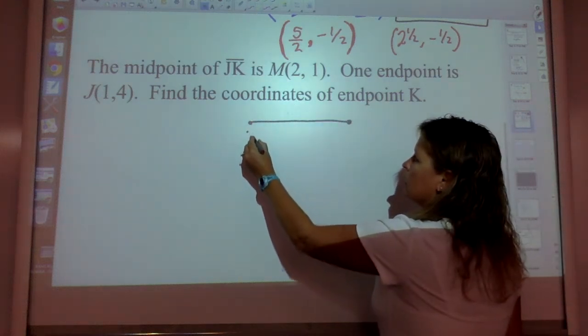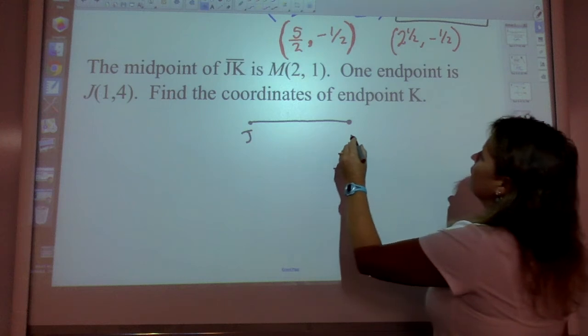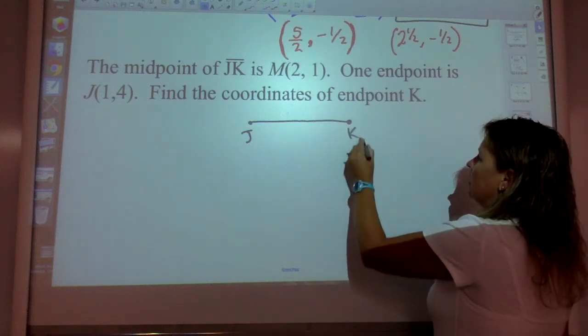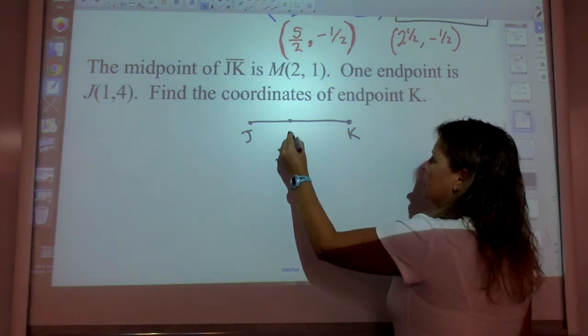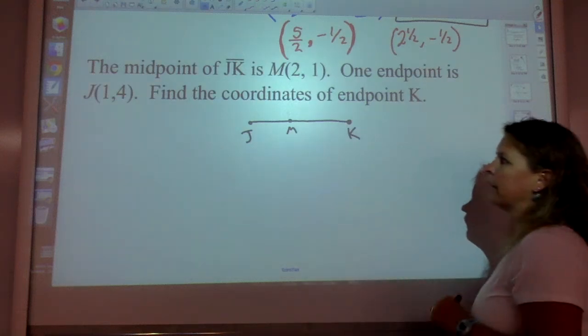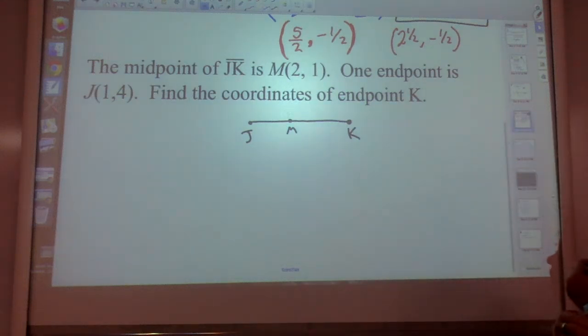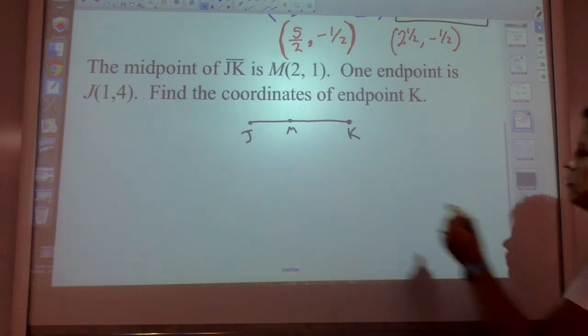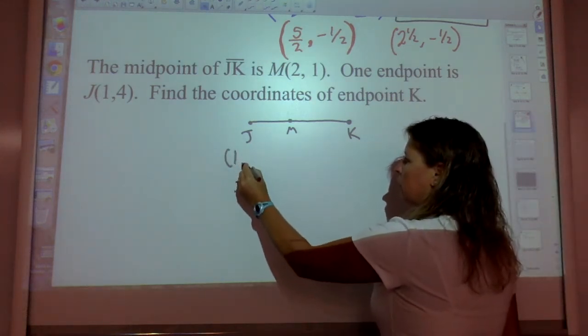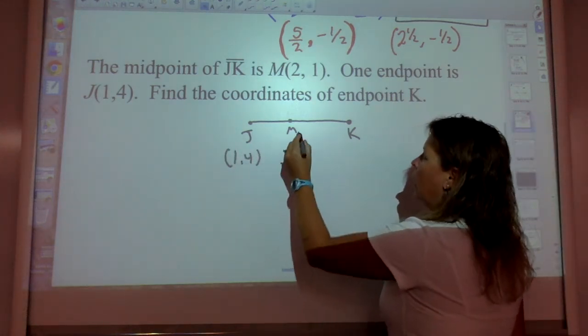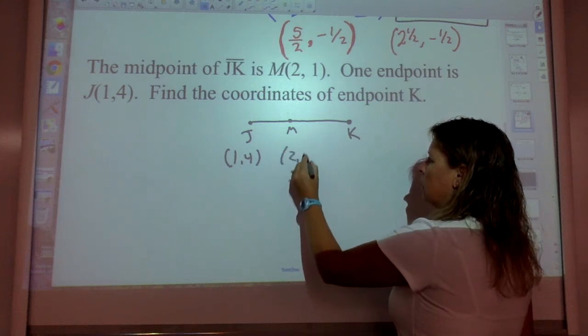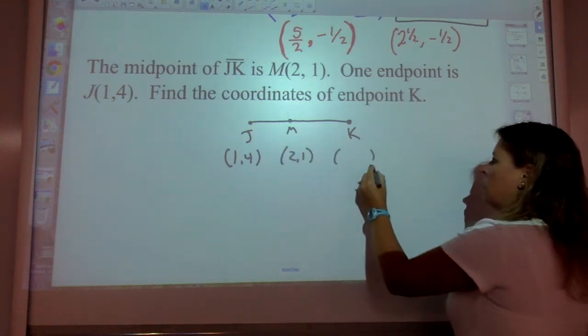We're going from J to K. The midpoint is M. Pardon that bell. And our J is from 1 to 4. Our M is from 2 to 1. And we don't know what K is.